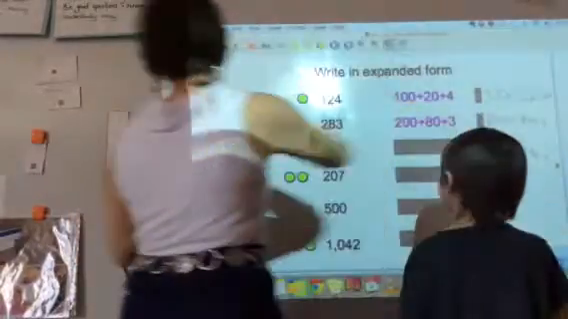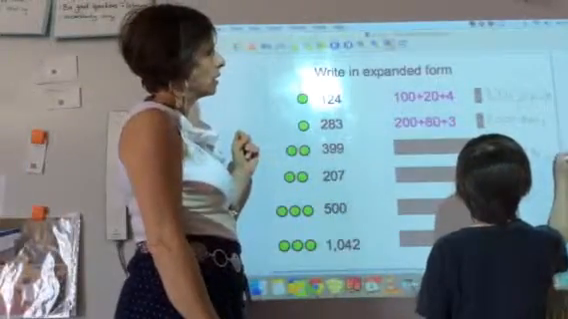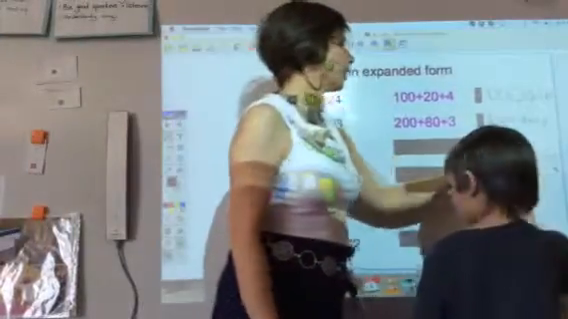Whoa. Hit the gray button. What do the green buttons do? They turn on the toolbox.